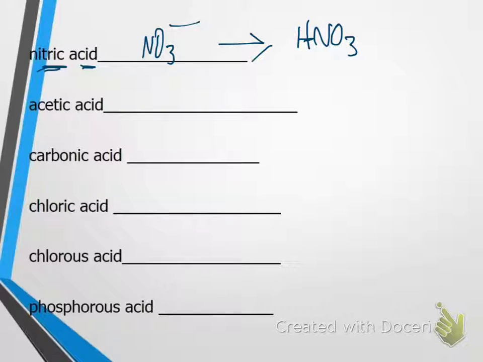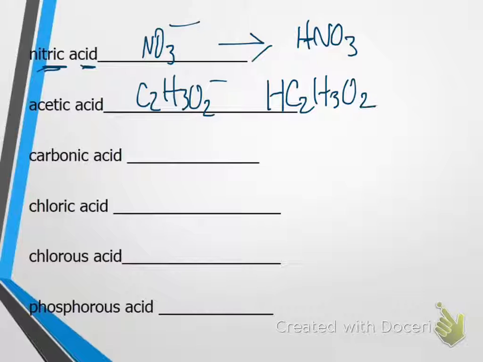Acetic acid, no hydro, so it's coming from a polyatomic. It came from acetate, which is C2H3O2. So how many hydrogens would I put with it? It's got a -1 charge, so just one. So I do HC2H3O2. Notice I put the H in the front. I just didn't add the H to the one that already had 3 in it, because when it breaks apart, like in a reaction, the hydrogen goes its way and the acetate goes another way.